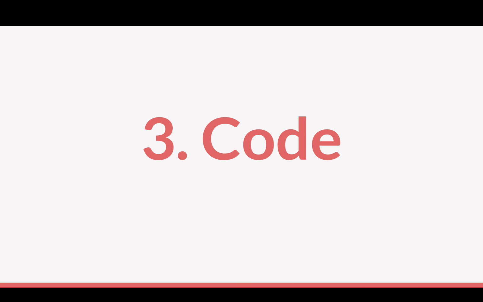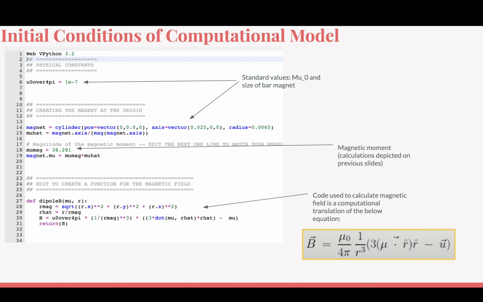The first step of the computational model was to input initial conditions. The basis of the code that we were given, the example, gave us the standard values for mu naught and the size of the bar magnet. And then the next initial condition value I had to input was the magnetic dipole moment, or mu.